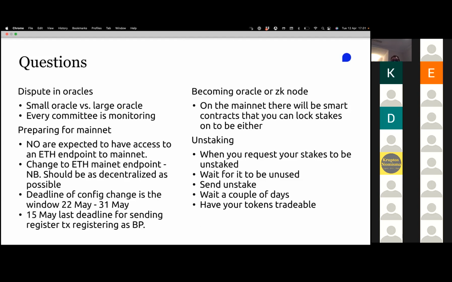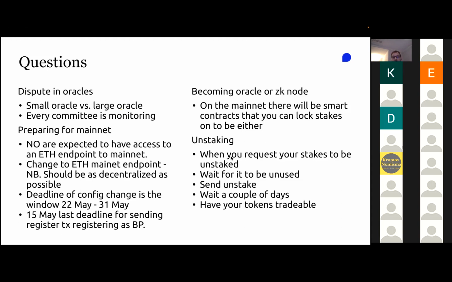On becoming an Oracle or Zero Knowledge node, we have smart contracts where it's possible for you to say, I take this stake and I would like to use it on this Oracle smart contract, or on this Zero Knowledge cluster. So you will have to actively say, I want to use some of my stakes on the Oracle or the Zero Knowledge node. We are bootstrapping the network with some tokens for the first bring your own coin, but afterwards you will have to do it yourself. There will be contracts and guidelines for you to do that.